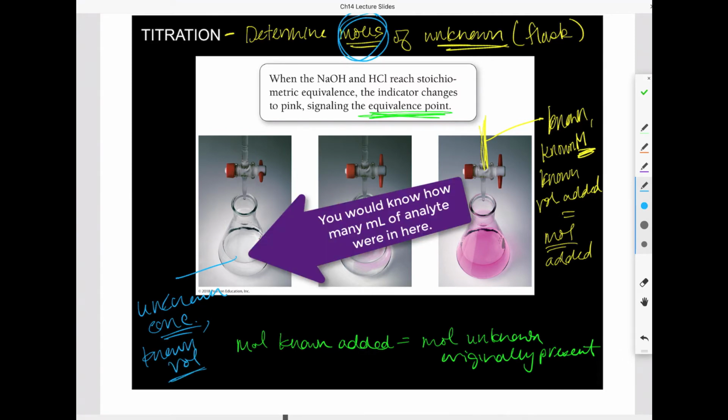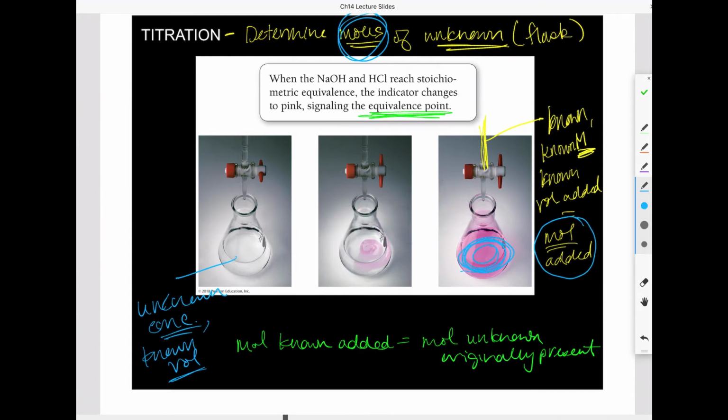Now, if I know the moles of stuff added to reach the equivalence point, when our indicator changes color, right? An indicator is some chemical that we can add to the reaction that will change color when we reach the equivalence point, where the equivalence point means the moles of known added equals the moles of unknown originally present. At that point, the moles added equal the moles of whatever was originally present. So if I take that number of moles and divide it by my volume, that's going to give me the concentration of my unknown. Does that make sense?